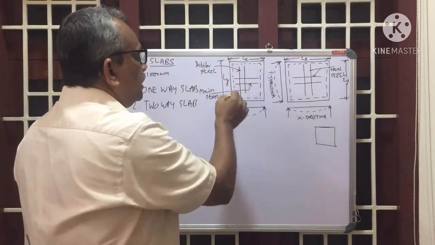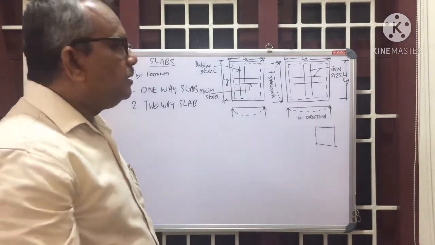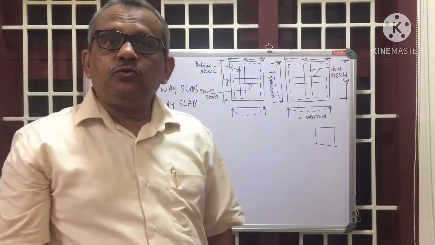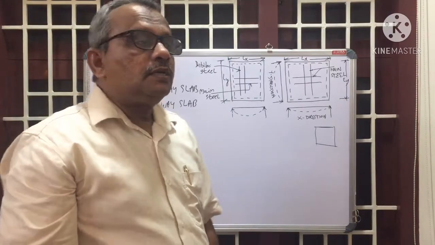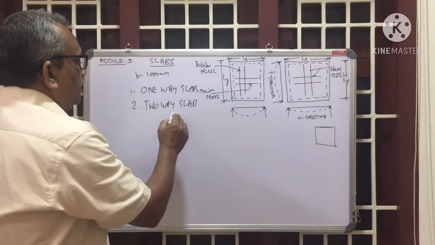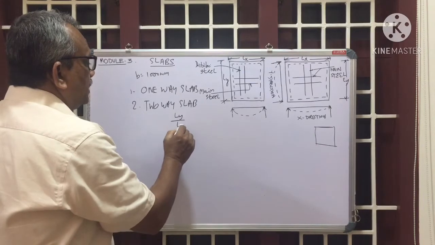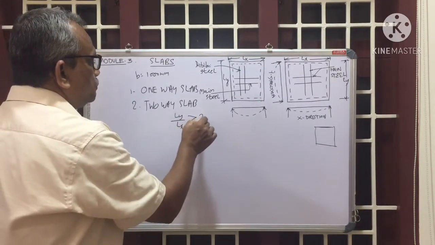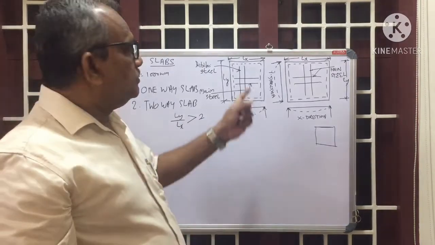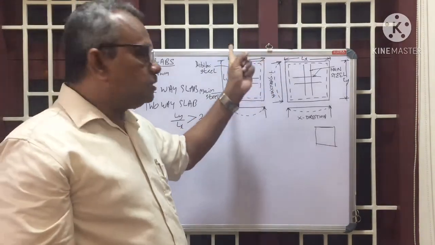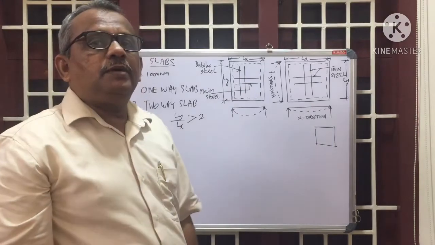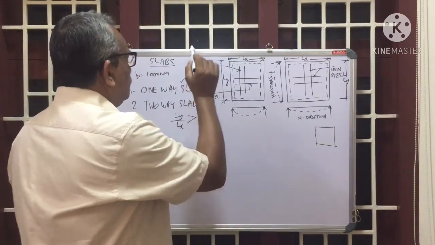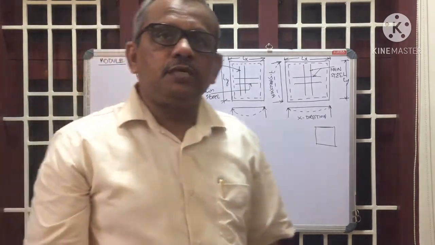That means along Ly. So here, how can we decide whether it is a one-way slab or a two-way slab? According to the ratio: take the two dimensions, X direction and Y direction, and take the ratio Ly by Lx. If Ly by Lx is greater than 2, it is a one-way slab. We have to design it as a one-way slab.